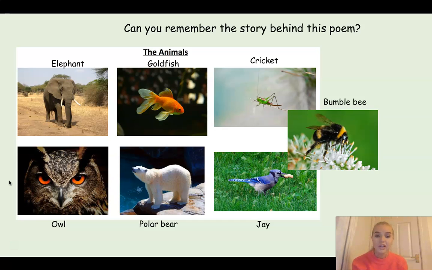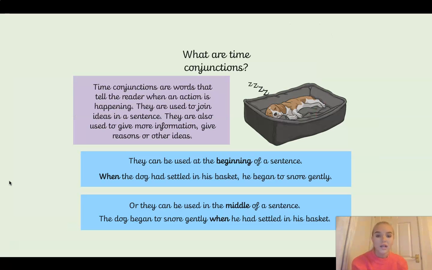In today's lesson, we're going to be looking at time conjunctions to choose 2 or 3 paragraphs of the poem to rewrite as a story, but we need to make sure we know what time conjunctions are. So, what are time conjunctions? Well, time conjunctions are words that tell the reader when an action is happening. They are used to join ideas in a sentence or to give more information, give reasons, or other ideas too.